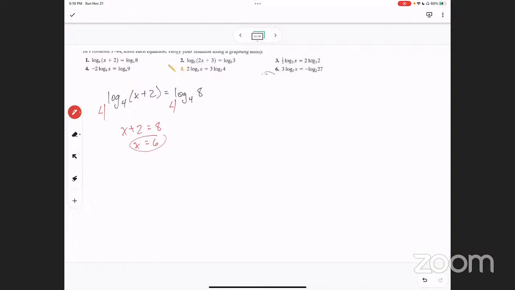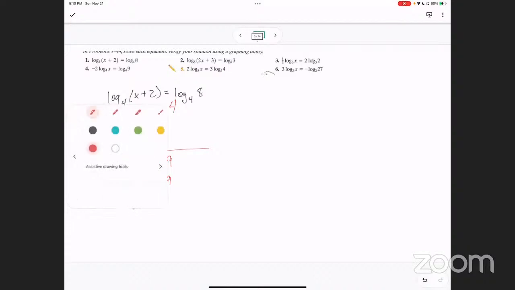For number 4, it says -2 log base 4 of x equals log base 4 of 9. So the first thing you're going to do is rewrite this as log base 4 of x to the -2 using properties of logs, right? Equals log base 4 of 9. Now again, we can say x to the -2 equals 9. Well, remember 9 is just 3 squared. You might want to write it like that.